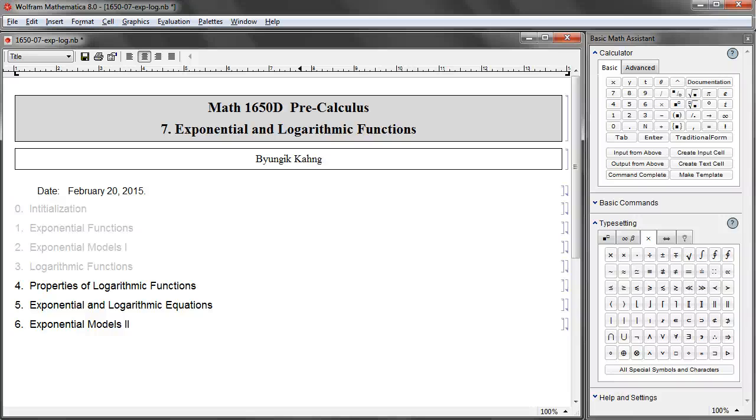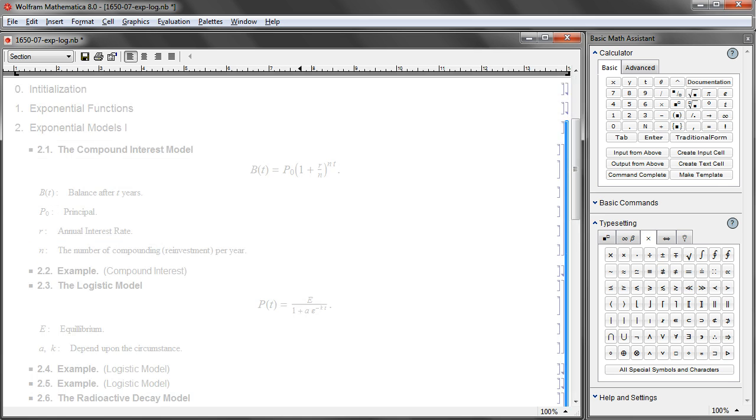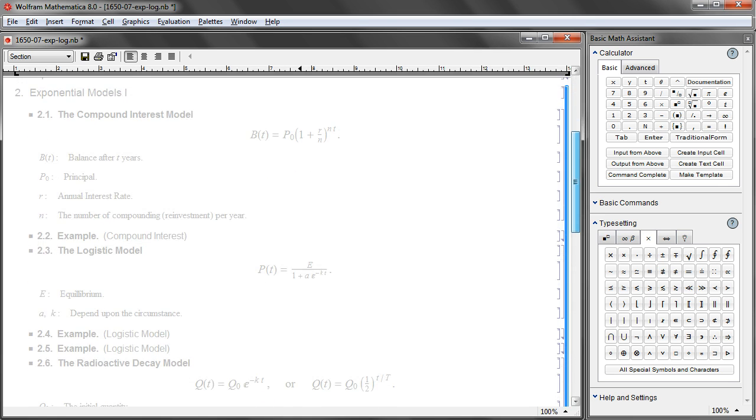The final topic of this notebook is Section 6, Exponential Models 2. As the name suggests, this is a continuation of Section 2, Exponential Models 1. There, we concentrated upon three types of applications of exponential functions.